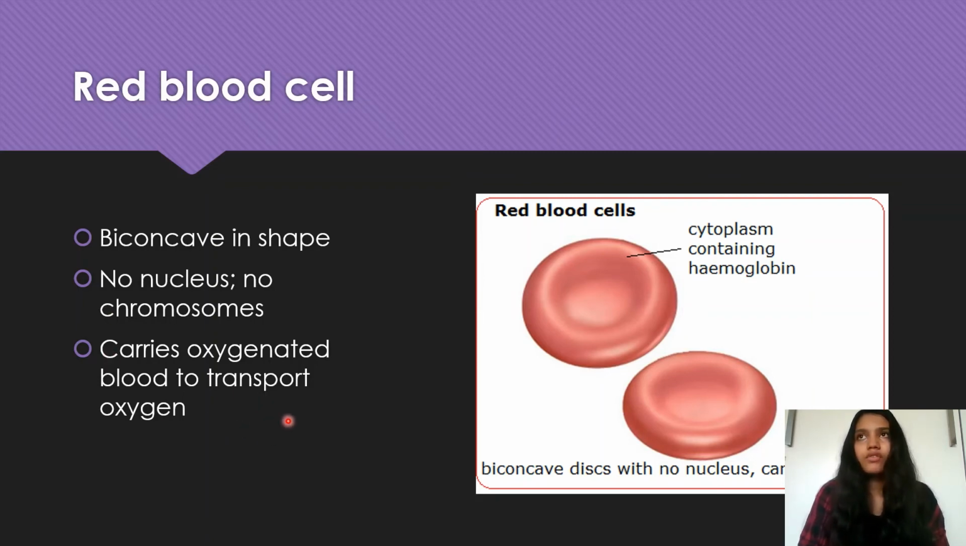So very often in an MCQ, they'll ask you how many chromosomes does a red blood cell have? You write 0 because it has no nucleus, and a nucleus contains chromosomes. Okay, that was easy, right?